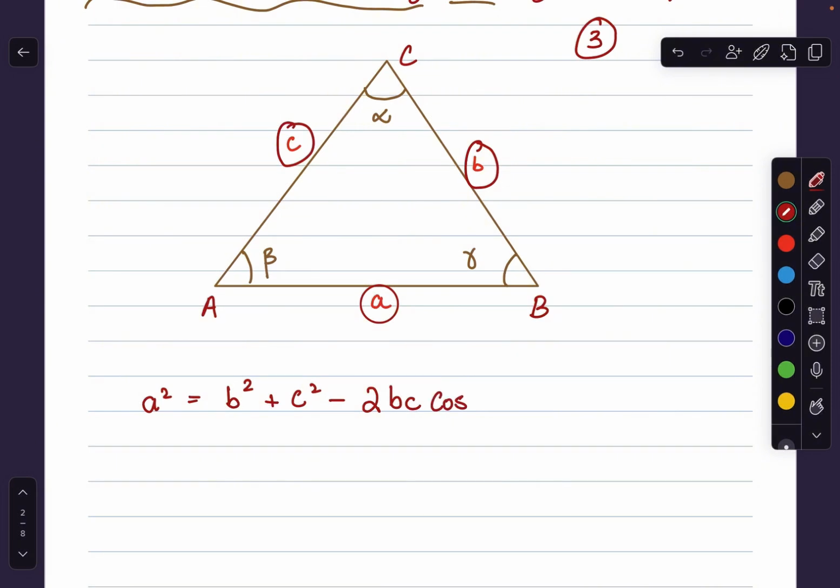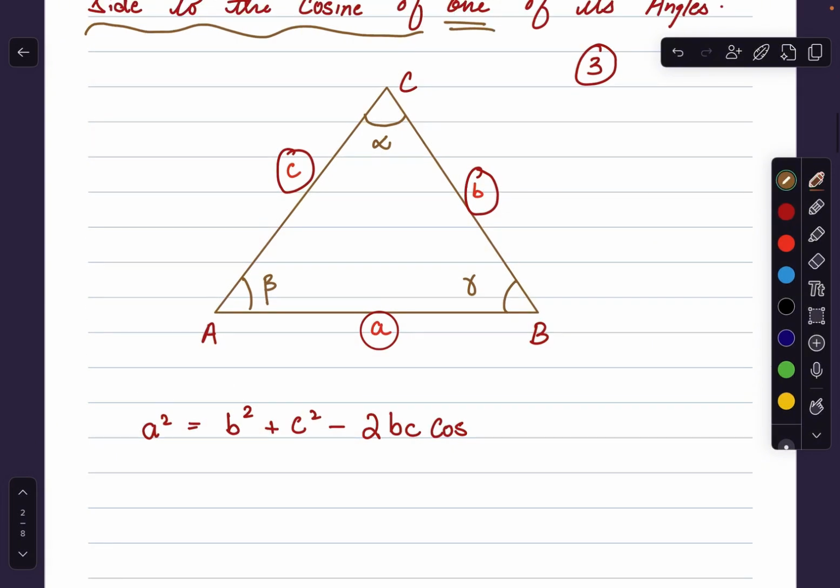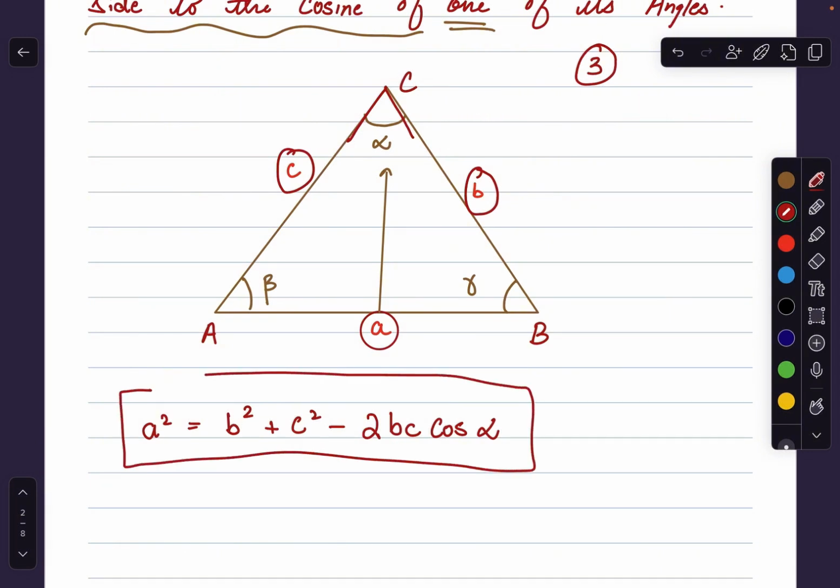Now the cos of the included angle, which angle should it be? The angle should be the opposite side to the a, like the one that you are finding out, the angle opposite to that, that would be the included angle. Or you can say the included angle would be the two sides that you are taking, c and b. To find the a, you will be including that angle. So cos of alpha, that would be for finding out the side a.